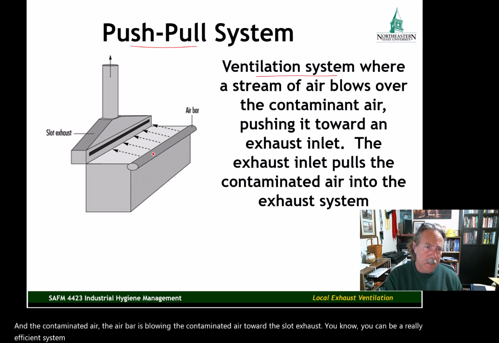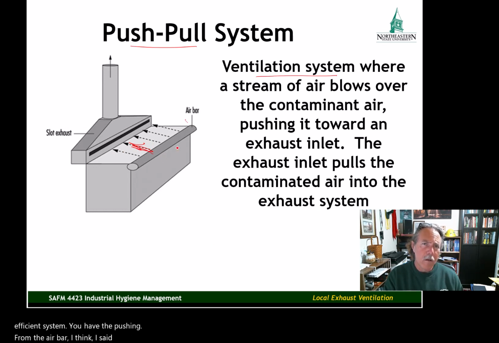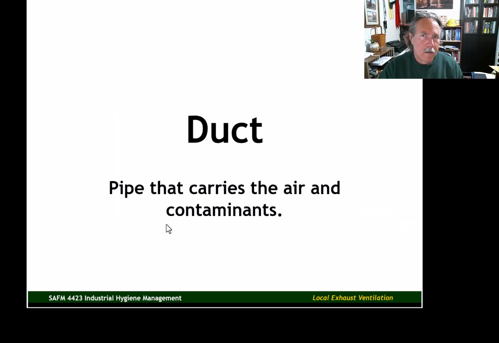As the exhaust inlet is sucking in the contaminated air, the air bar is blowing the contaminated air toward the slot exhaust. It can be a really efficient system. You have the pushing from the air bar. I think I said air box earlier, but the pushing from the air bar and the pulling from the conventional ventilation system.